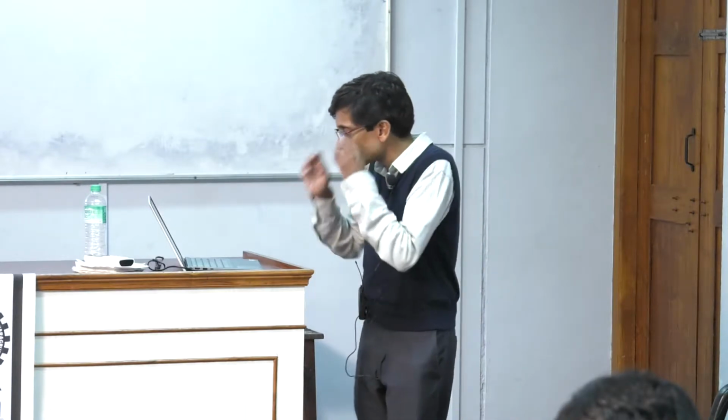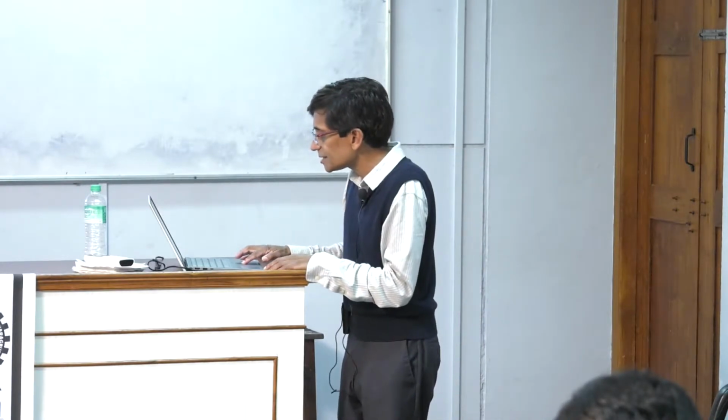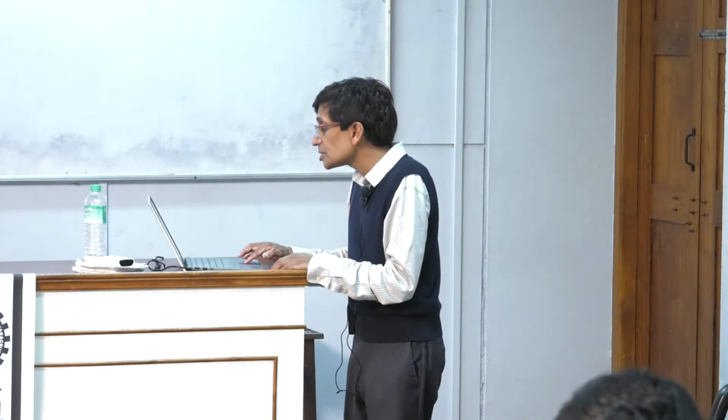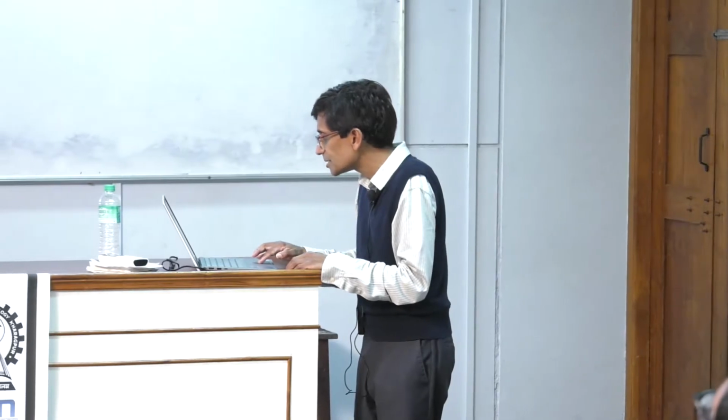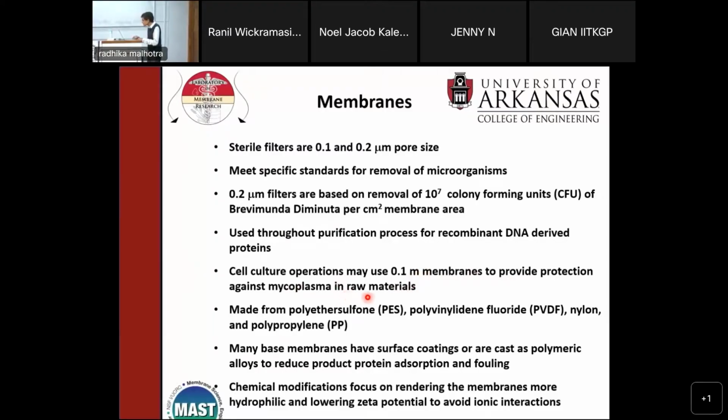So it's used throughout the purification process for recombinant DNA-derived proteins. Cell culture operations may use a 0.1 micron membrane to provide protection against mycoplasma in raw materials. So you may use a tighter pore size, but typically 0.2 is used. Membranes for sterile filtration are made from polyether sulfone, PVDF, nylon, or polypropylene. Many base membranes have a surface coating or are cast as polymeric alloys to reduce protein adsorption and fouling.